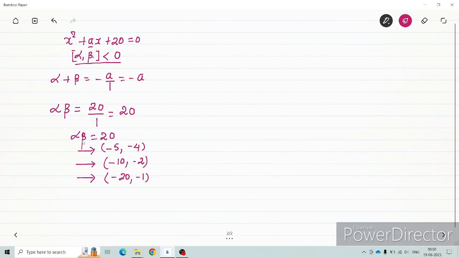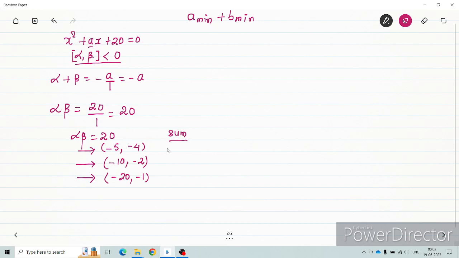Positive values of alpha and beta are not possible because it is given that alpha and beta are negative integers, right? Now, we know that we have to find the minimum value of a, so we have to find a minimum plus b minimum. These three combinations are possible for alpha and beta, right? Now if you find the sum of the roots, right?